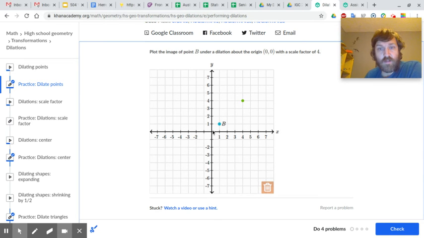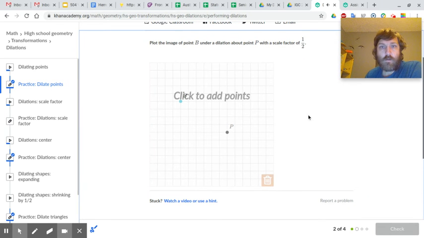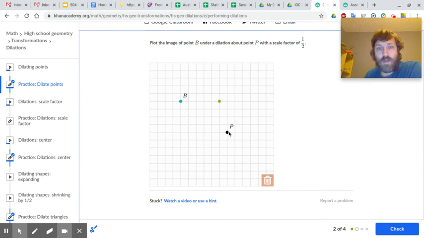It's 4 times as far from the center as B is. Almost done. All right, so now we have point P. So we have to do a scale factor of 1/2. In other words, the new point has to be halfway as far as point B is from point P. So that should be pretty clear.